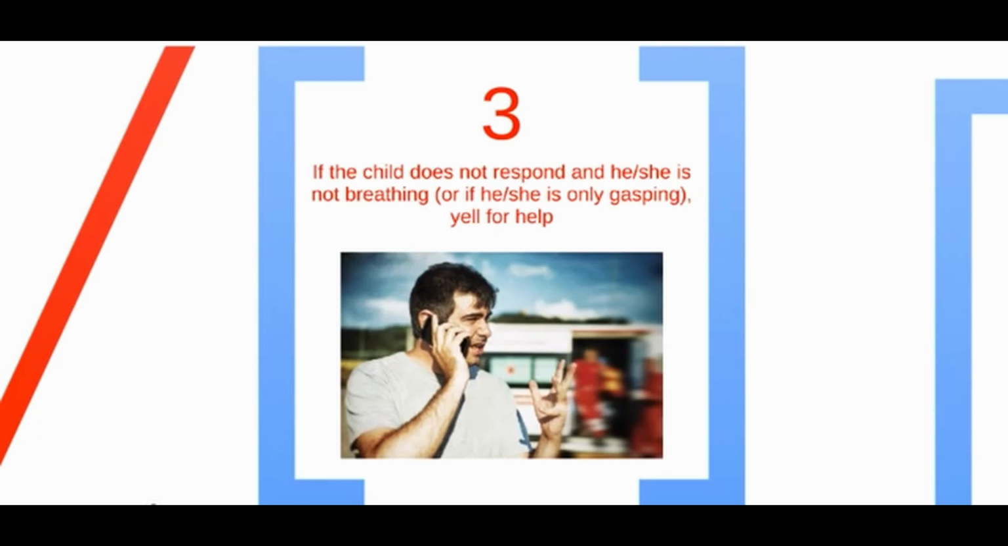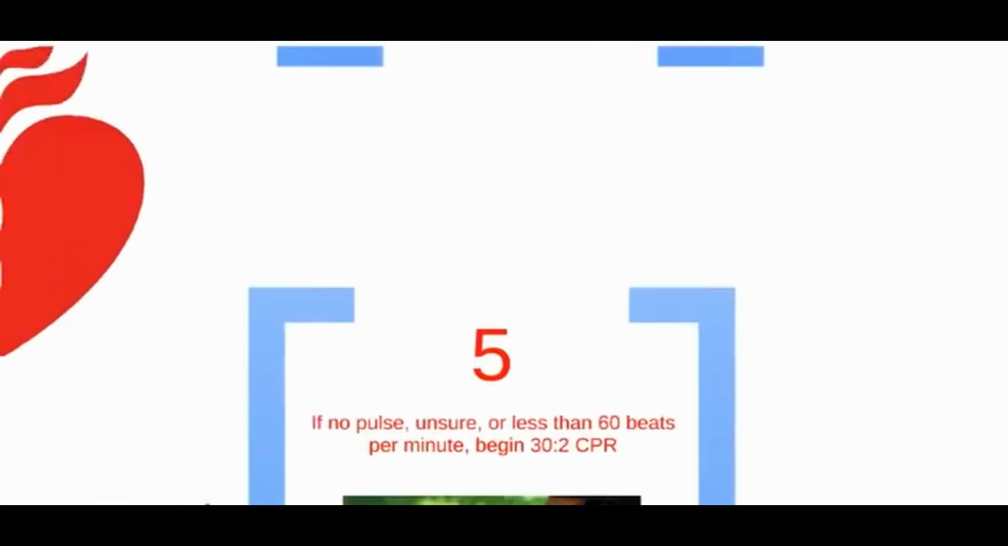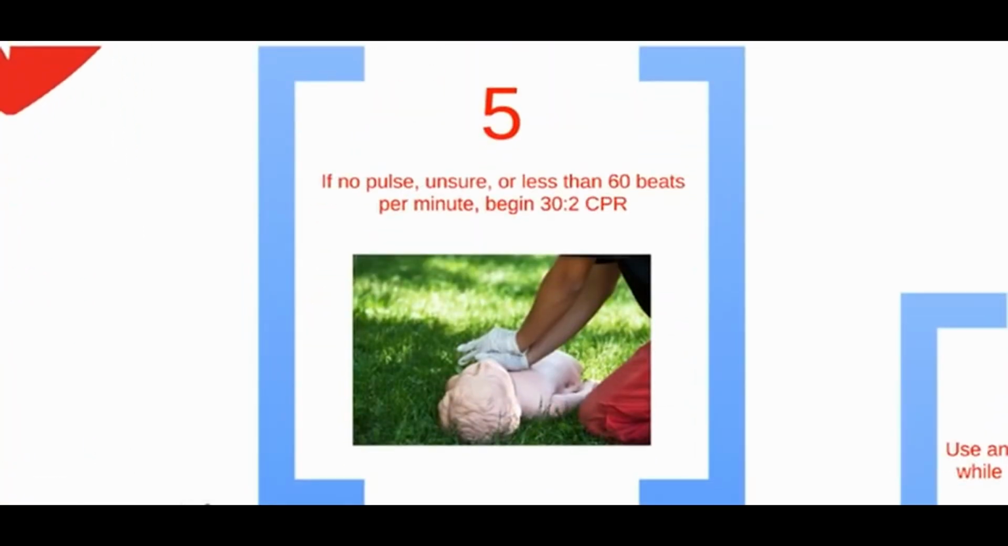rescuer basic life support. Step 4 is checking for the child's pulse, but for no more than 10 seconds. You could do this with either the carotid pulse, which is on the side of the neck, or the femoral pulse on the inner thigh and the crease between their leg and groin. If there is no pulse, or if you cannot tell, begin the CPR with at least 30 to 2 compressions to breath ratio. If the pulse is less than 60 beats per minute, still initiate CPR.